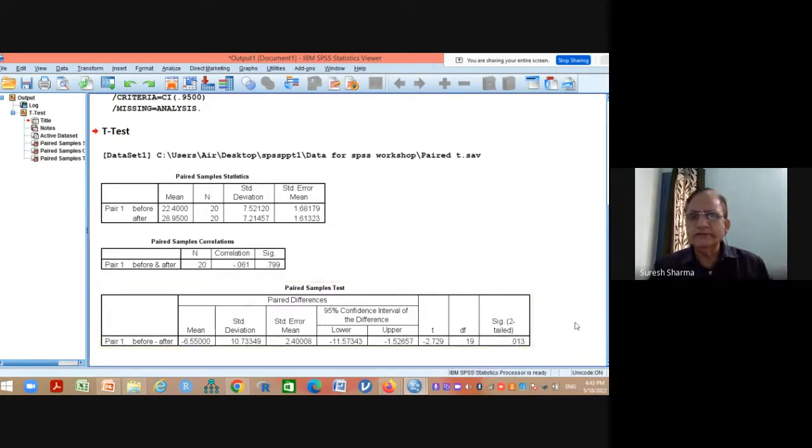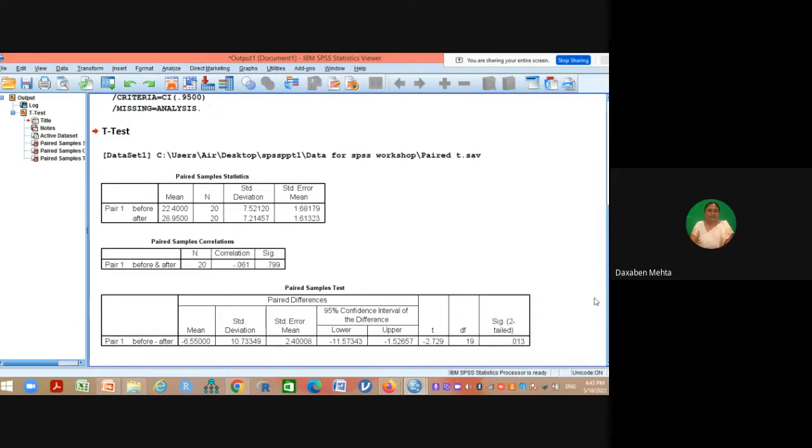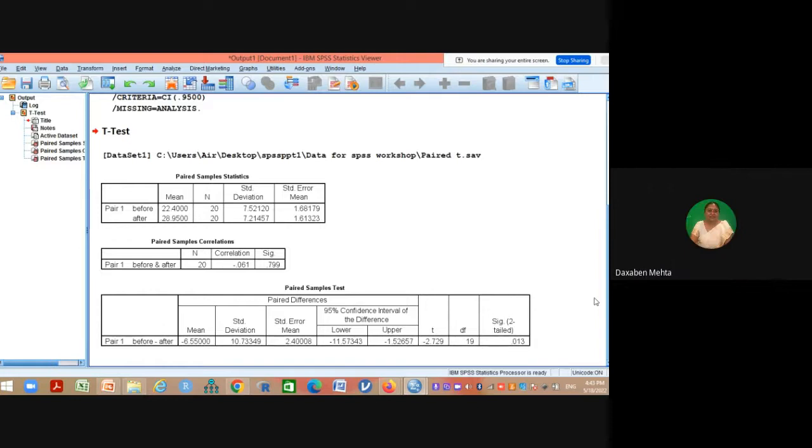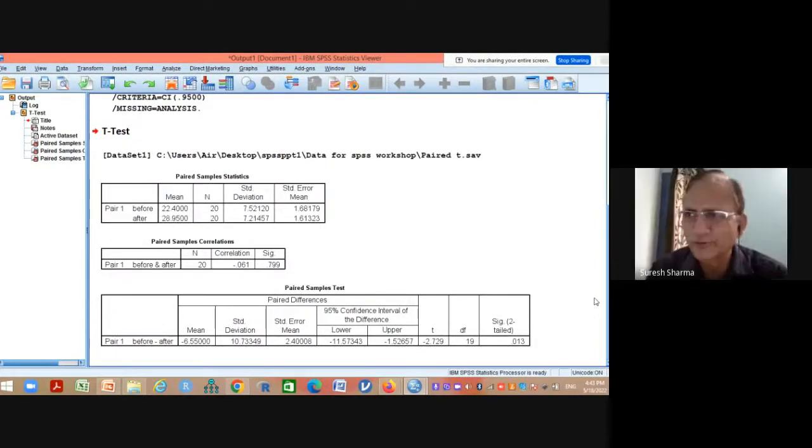So is the p-value less than 0.05 or more than 0.05? Less than 0.05. So if it is less than 0.05, that means the hypothesis is rejected or accepted? Rejected. Still some confusion.